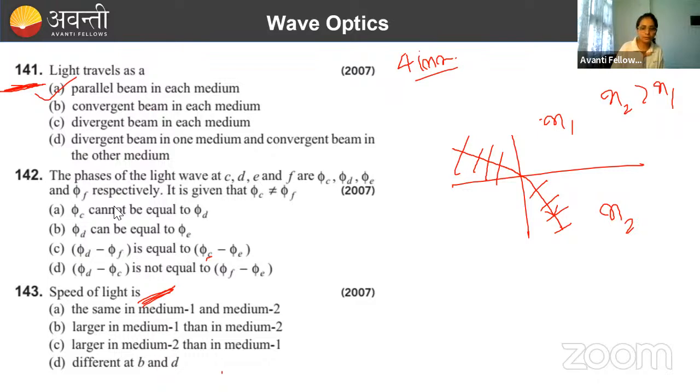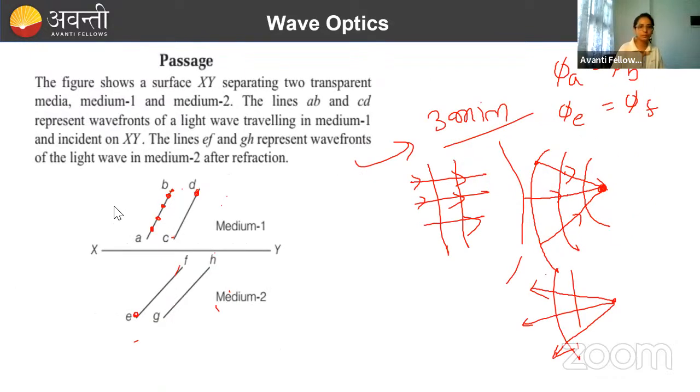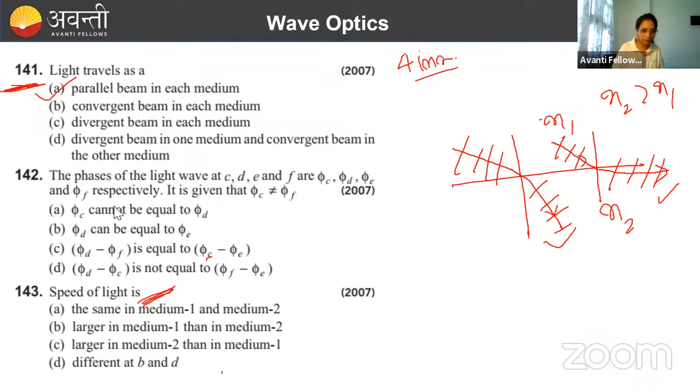Now suppose in the second case, light is coming like this and it is going away from the normal. So light will go something like this. Incoming wavefront will be this, and outgoing wavefront will be this. Then in our case, which wavefront is given in the second media? This one or this one? You just see now. This one, because if light is going away from the normal, our wavefront will look something like this. So the correct option for the third will be: larger in medium 2 than in medium 1. So the correct option will be C.